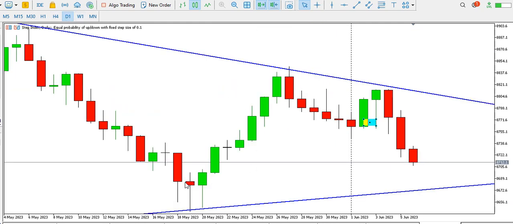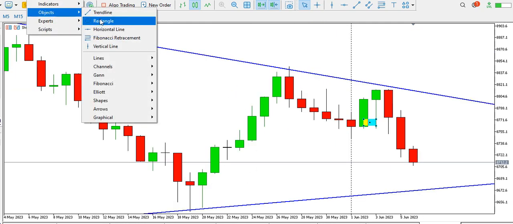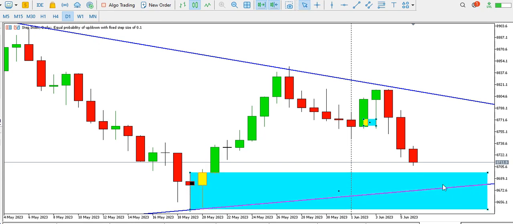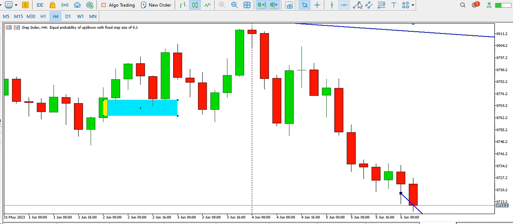Still on the daily time frame, we have this particular order block that must serve as a demand level for price. So the order block is in confluence with this ascending trend line, so price might find some level of demand around this area. Okay, that's that for the daily time frame. On the 4 hour time frame, the price of step index is currently bearish, so you might want to look for selling opportunities as price continues to break lows. So you might want to place sell trades for step index on the 4 hour time frame.